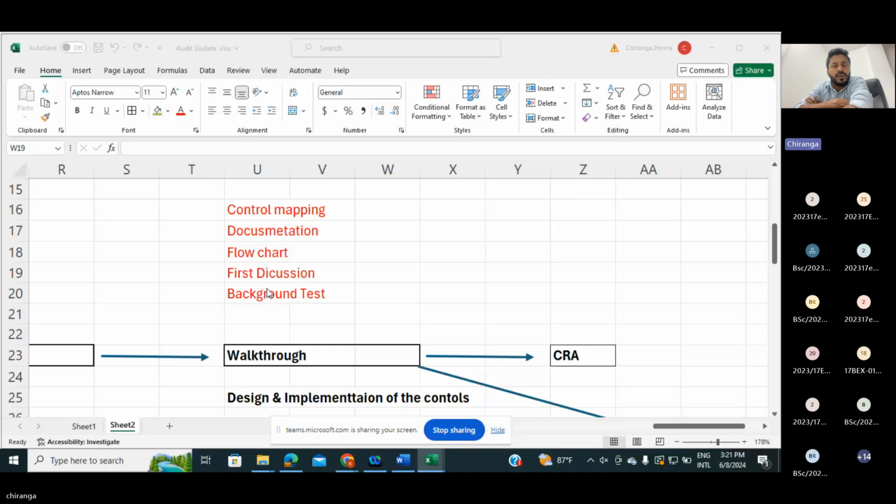Then you have to document that. If there are any changes, can you elaborate on that for us? Can you elaborate on that change or something like that? Likewise, you can ask, right?